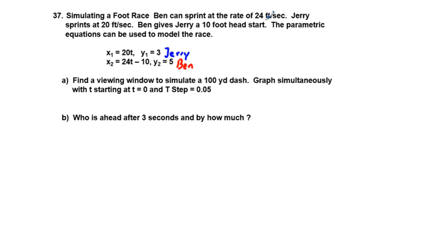And we have a conflict of units because the sprinting happens in feet per second, yet in part A, finding a viewing window, we simulate a 100-yard dash. Graph simultaneously with t starting at t equals 0 and t step equals 0.05. So we have a choice. We can change feet per second into yards: 24 feet per second is 8 yards per second. But 20 feet per second, to change into yards, we have to divide by 3. Not very comfortable. So let's convert 100 yards into feet by multiplying by the conversion factor of 3 feet per yard, and yard over yard cancel, so we have 300 feet.